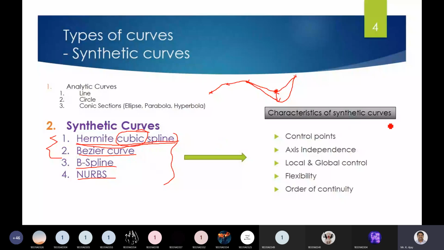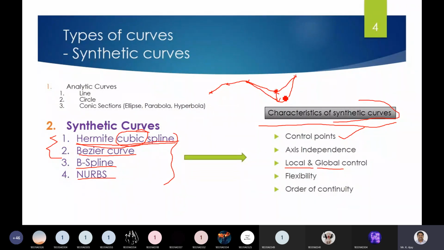And now coming to the characteristics of the synthetic curve, which is also a very important question. Many times it has come asking to explain various characteristics of synthetic curves. So these are the general characteristics. Every synthetic curve has control points, and each and every control point can affect the shape. Again, how much each control point can affect may be different. So that is called local and global control.